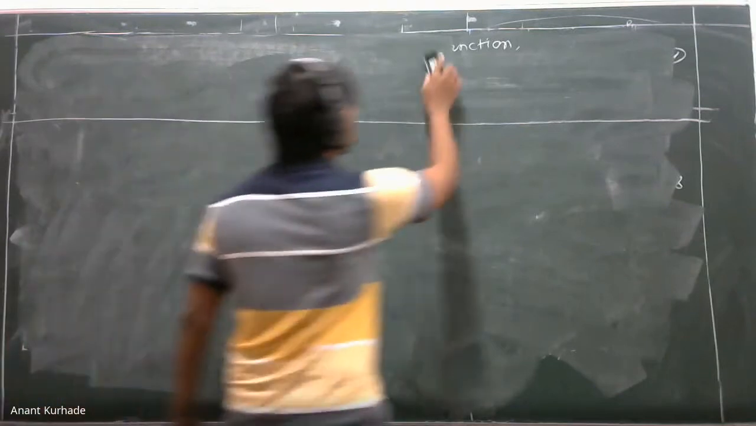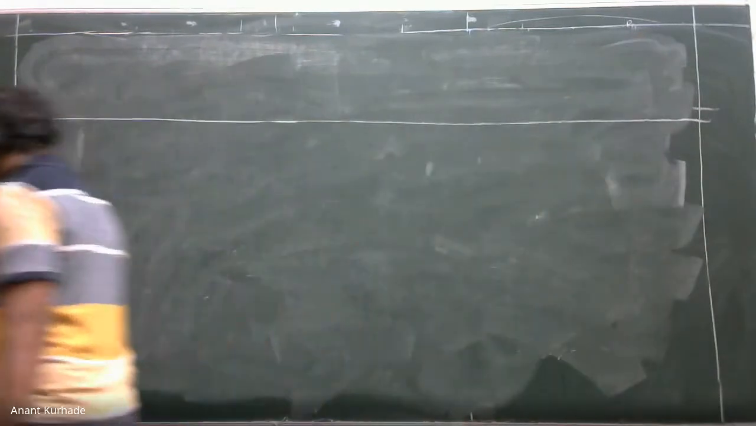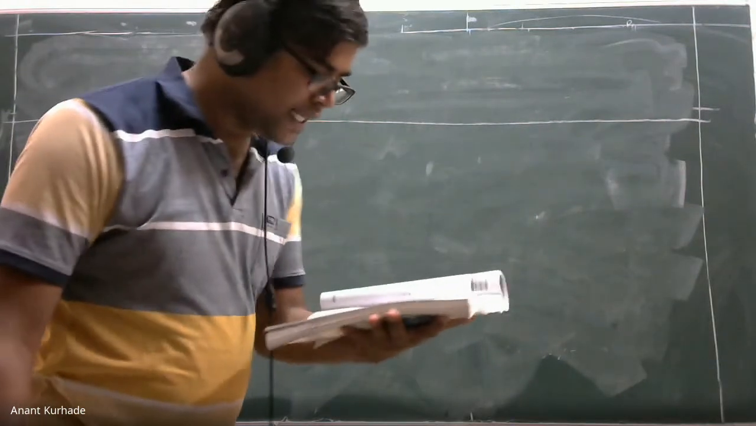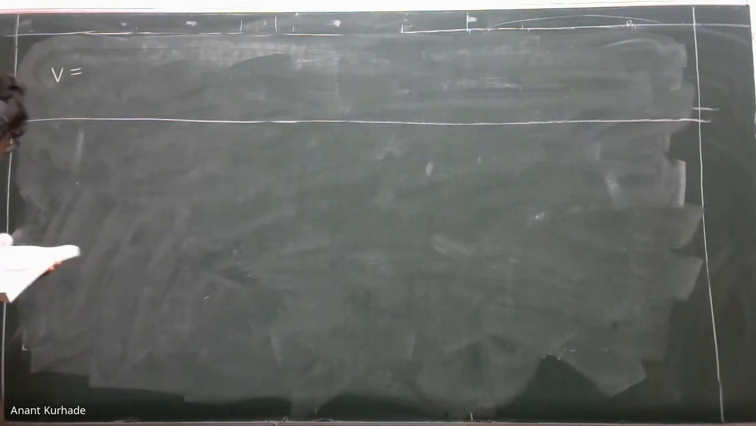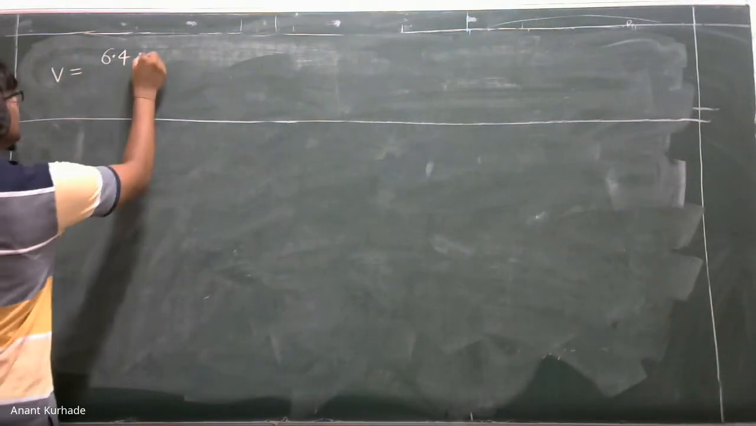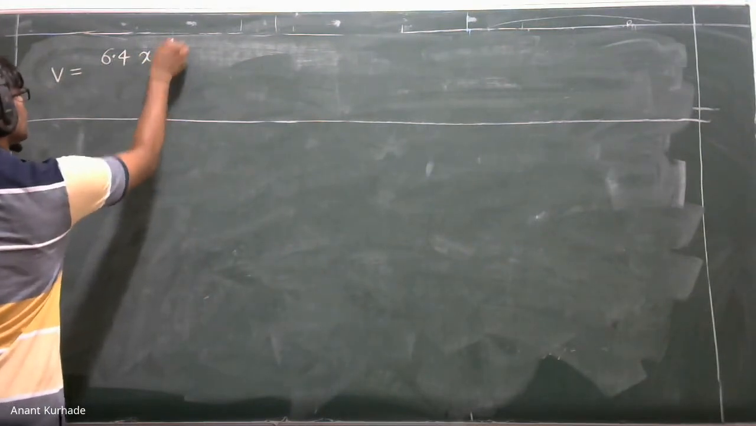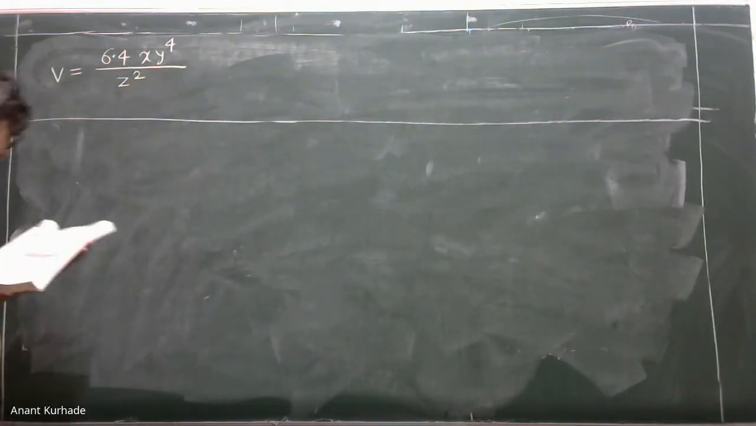We will study two methods, bisection method and Gauss elimination method. Now write down this. The volume of a certain solid is calculated by using the formula V is equal to 6.4 x y raised to 4 divided by z square.